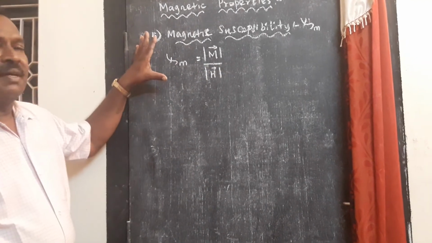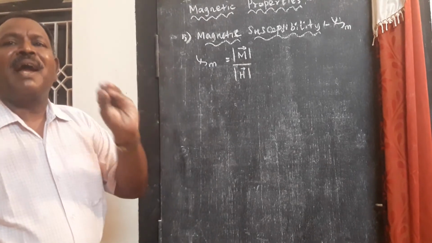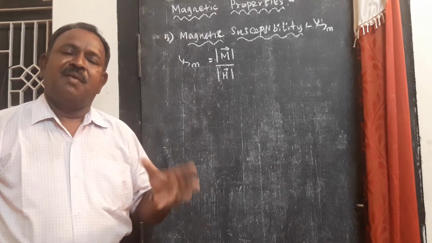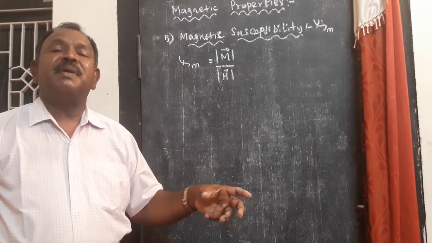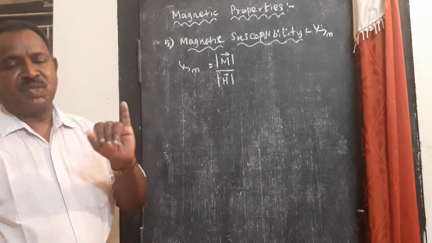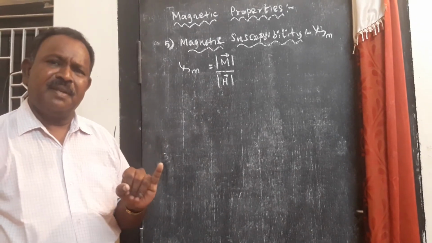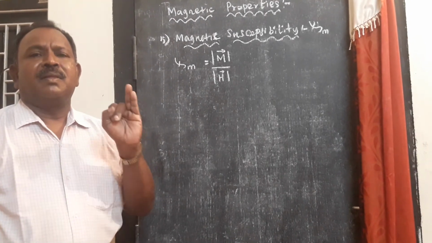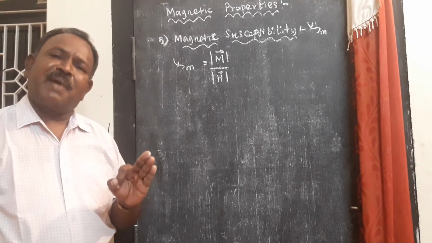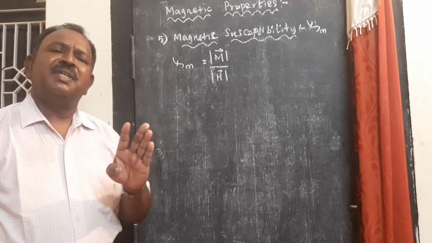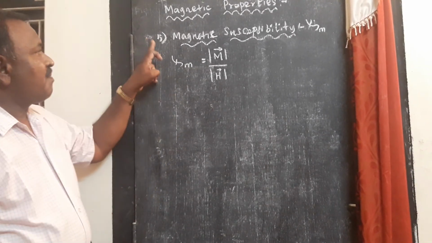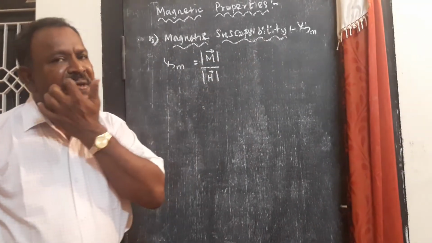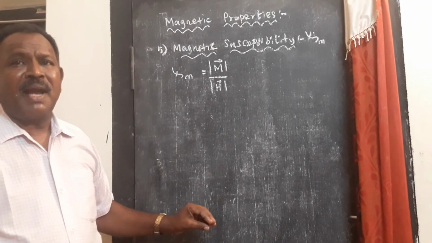So these are the 5 properties of magnetic material. Based on these magnetic properties, we can classify magnetic materials into different types. First one is the magnetizing field, second one is the magnetic permeability, third one is the intensity of magnetization, fourth one is the magnetic induction, and fifth one is the magnetic susceptibility.